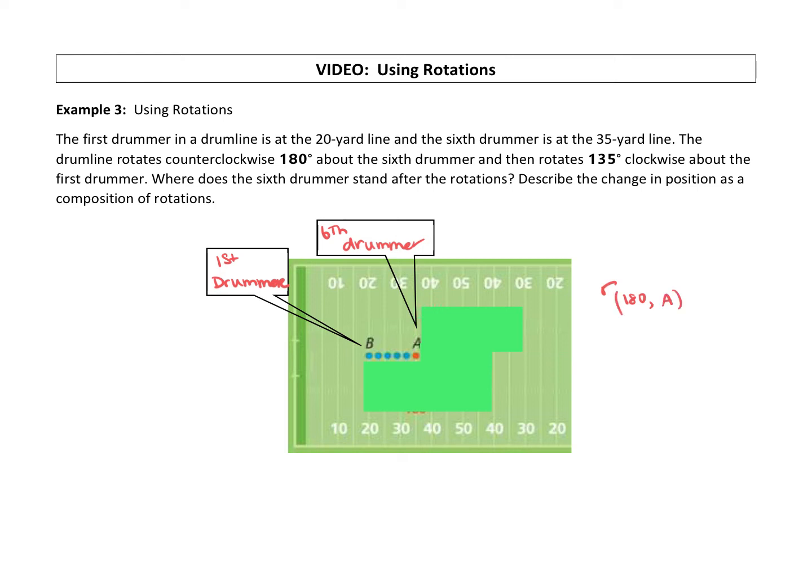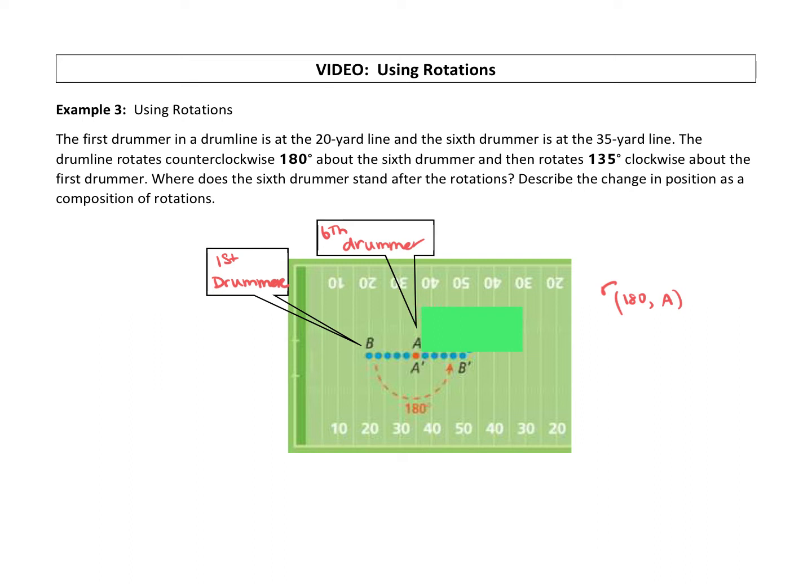So what does it look like if we rotate counterclockwise? So if we're rotating about A, we can kind of focus on point B. We're going to rotate 180 degrees, and drummer B is going to end up over here. Okay, so we can see drummer B rotated around 180 degrees. Now the new position is B prime, and drummer A's new position is A prime. Same position because that was our point of rotation. So drummer A, which is our sixth drummer, is still in the same position.